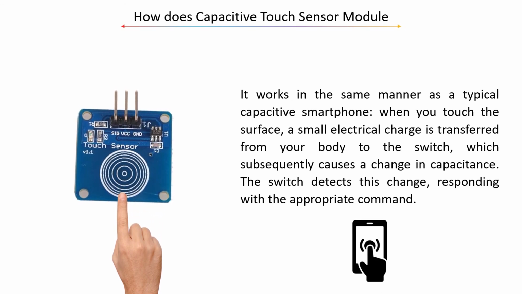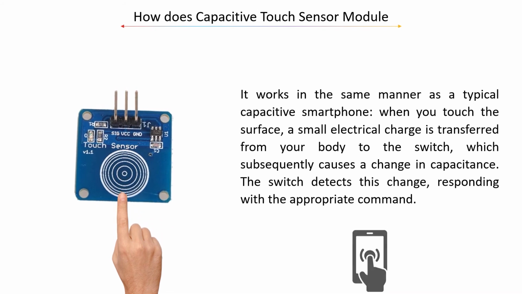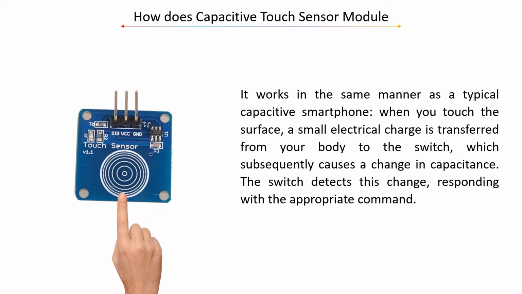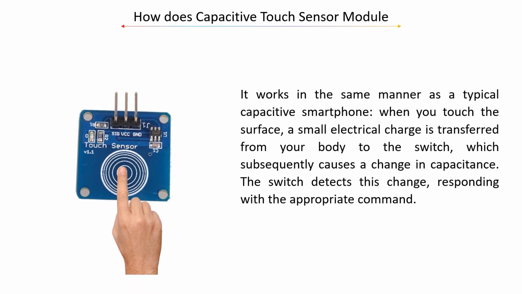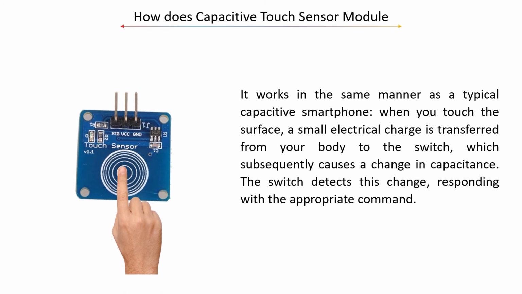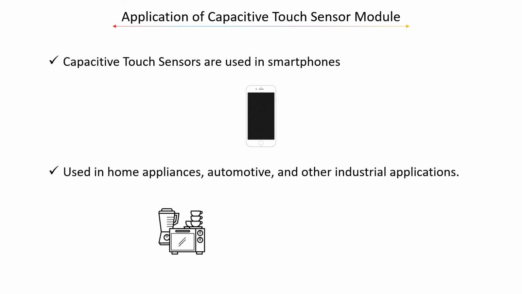When you touch the surface, a small electrical charge is transferred from your body to the switch, which subsequently causes a change in capacitance. The switch detects this change, responding with the appropriate command. Application of this sensor. Capacitive touch sensors are used in smartphones. They are also used in home appliances, automotive, and other industrial applications.